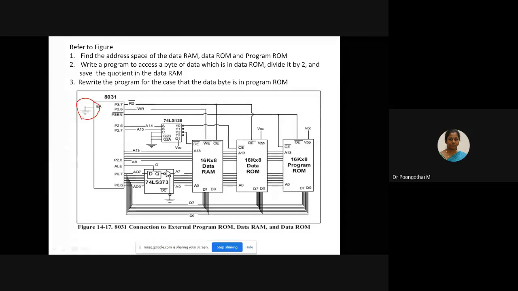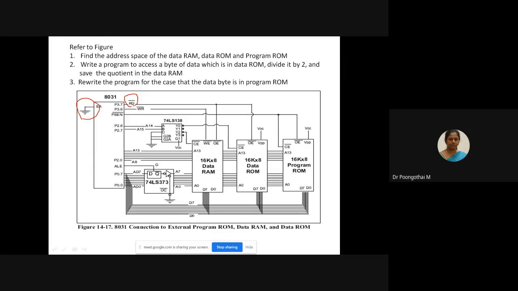And read bar, what is the purpose of read bar? To access the external data space. This read bar is connected to your data ROM. Similarly, your program store enable is connected to the output enable pin of program ROM. So these two signals, read bar and program store enable, are used to differentiate your data space and program space.